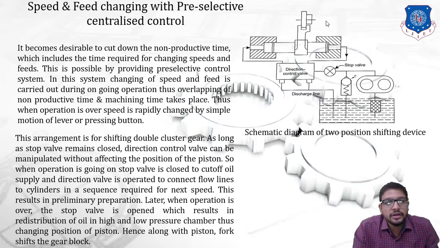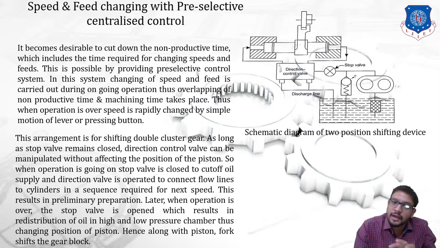It is very simple. Now why we need to use a pre-selective system? So let us see that it becomes desirable to cut down the non-productive time, which we know includes time required for changing speed and feeds. Now this is possible by providing a pre-selective control system. In this system, changing of speed and feed is carried out during an operation, which means when an operation is going on, we can change and actuate the speed. That is the next successive speed which we need to shift can be done at the time of operation.